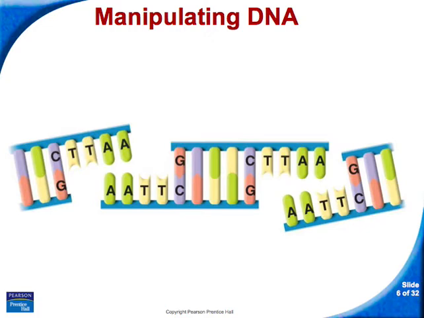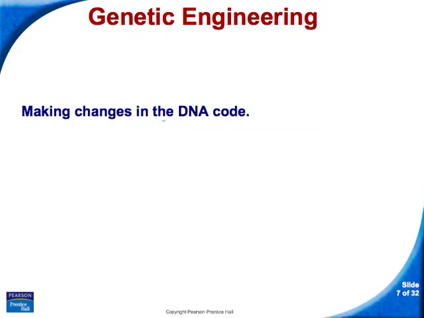Talked about old school genetic engineering, selective breeding. Now we're going to talk about new school. Now, new school deals with the actual manipulating, the changing of the DNA. And so, first off, before we get too far into this, we have to first talk about what exactly is genetic engineering. So, genetic engineering is simply the changing of the DNA code, okay, by making those changes.